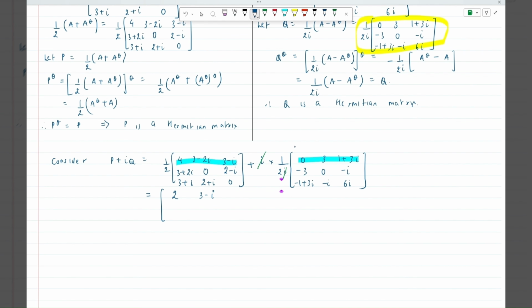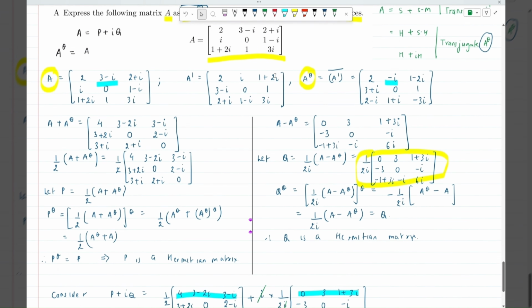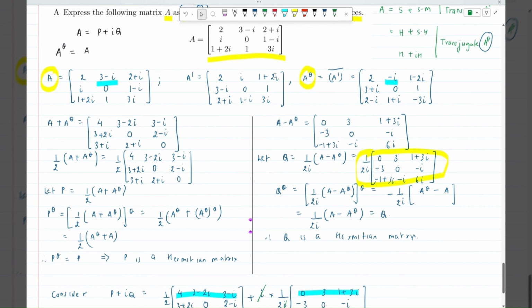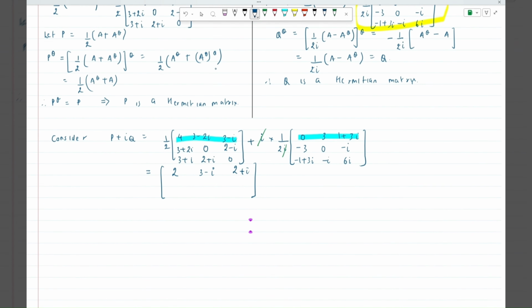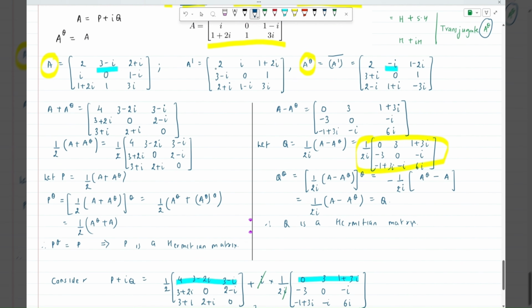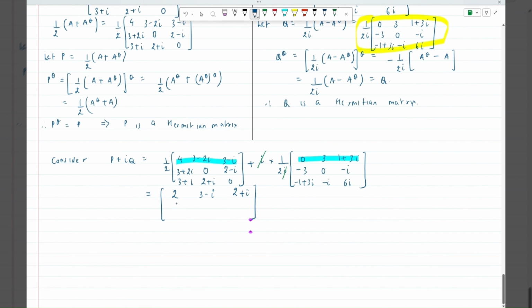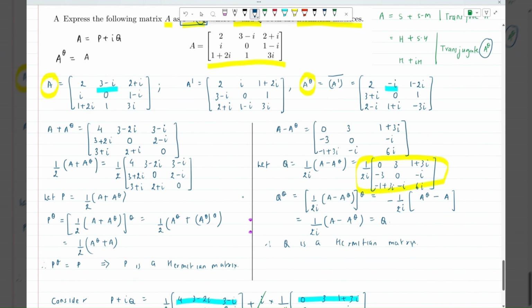Moving on to the next entry. So we have got 3. So this is going to be 2 and then plus 2i. So if we compare this with the first row of the matrix A, we are getting the same. See, it is 2, 3 minus i and 2 plus i, which we are getting. And likewise, you can complete the other entries. Let me quickly complete the other entries as well. So we have got i, 0, 1 minus i. And then the last row, we have got 1 plus 2i, 1 and 3i.